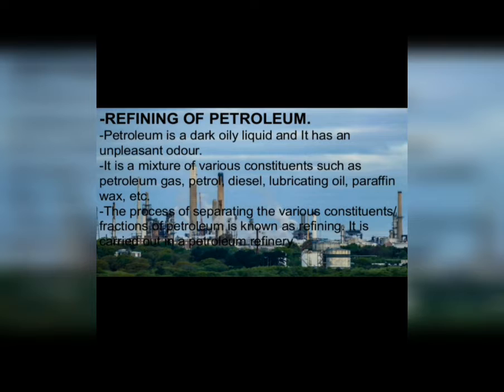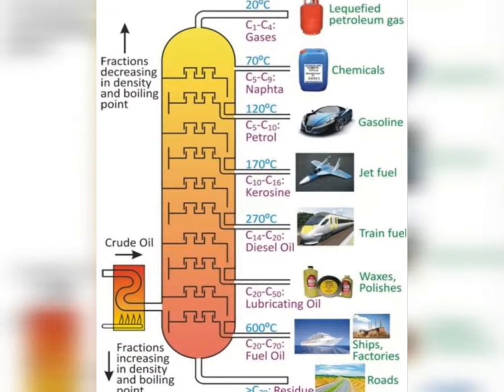And yes, students, this refining is based on the fact that different fractions of petroleum have different boiling point ranges. So basically we can separate the different fractions of petroleum because of the different boiling ranges. If the boiling range wasn't different, then we couldn't separate them. So the refining is based on the different fractions of petroleum having different boiling point ranges, and that makes the separation easy.